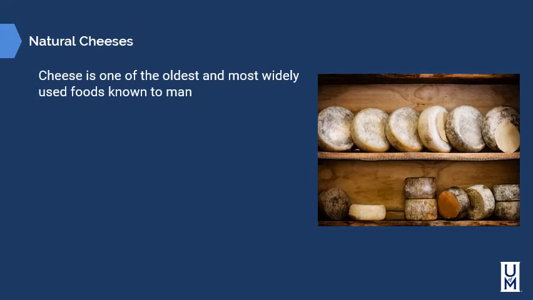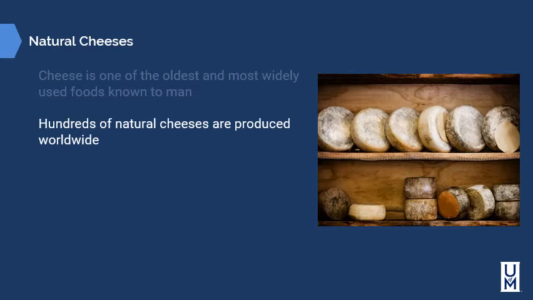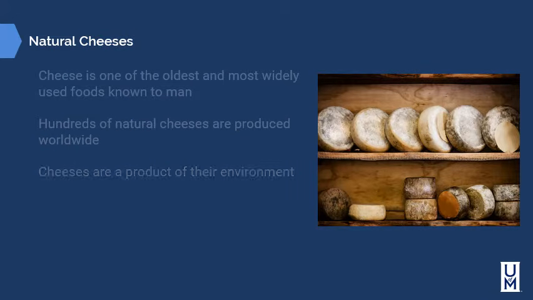Cheese is one of the oldest and most widely used foods known to man. Hundreds of natural cheeses are produced worldwide. Cheeses are a product of their environment. They pick up the flavors of the land, the flavors of the grass, the flavors of the animal. All of these things will process into the cheese.